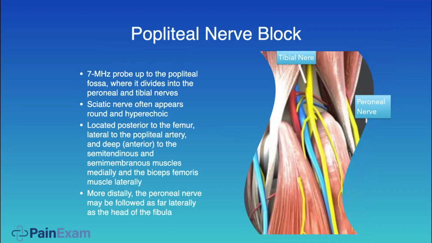Okay, so popliteal fossa, high frequency probe, sciatic nerve block, hyperechoic. You could trace down and find the nerves. They're posterior to the femur, lateral to the popliteal artery, and deep or anterior to the semitendinosus and semimembranosus muscles medially, and the biceps femoris laterally. More distally, the peroneal nerve may be followed as far laterally as the fibular head or even down to the ankle.